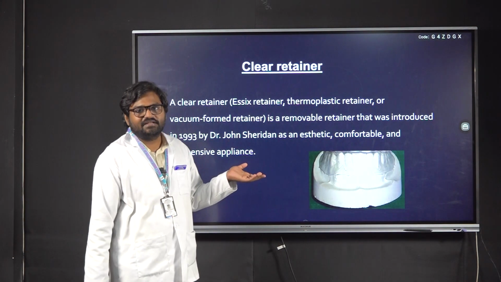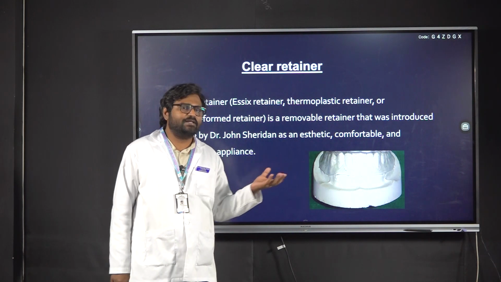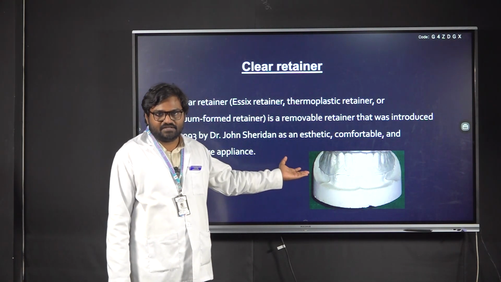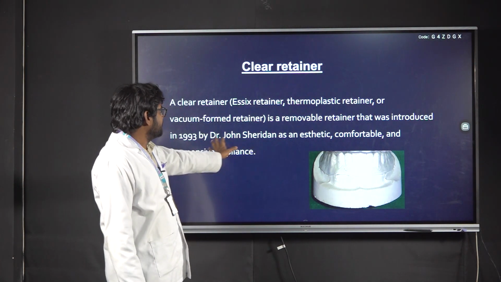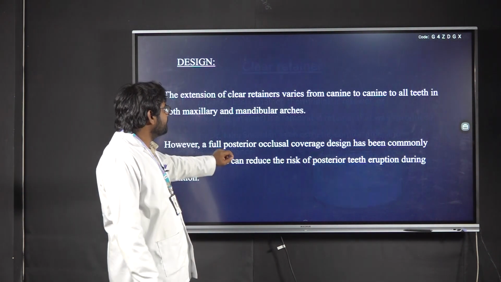And next are your clear retainers. Yes, these are something like your aligners. So these are your Essix retainers, thermoplastic retainers, which are obviously aesthetic. They are clear, they're just transparent. You won't be able to see them. And yeah, given by Sheridan, they are pretty comfortable and inexpensive.